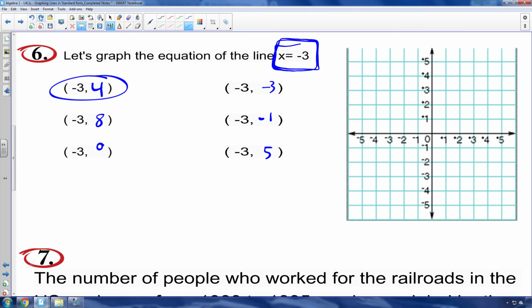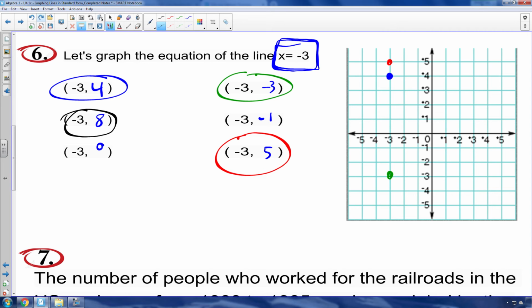So I'm going to go over to -3, and I'm going to go up 4, and I have plotted the blue point. I'm going to go over to -3, and I'm going to go down 3, and I will have plotted this point, the green one. I'm going to go over to -3, and I'm going to go up 5, and I will have plotted the red point. I'm going to go over -3, and I'm going to go up 8, which I don't have space for, so let's just skip that guy. I'm going to go over to -3, I'm going to go down 1, and I'll be here. That's that point in black.